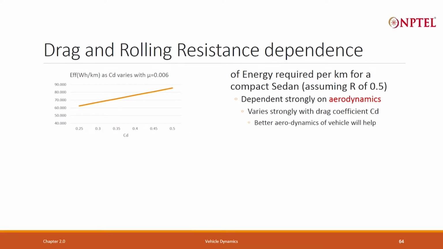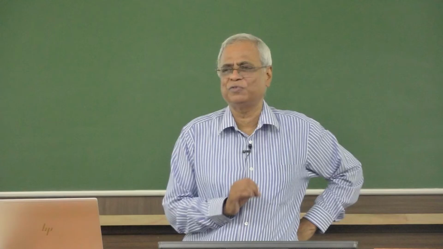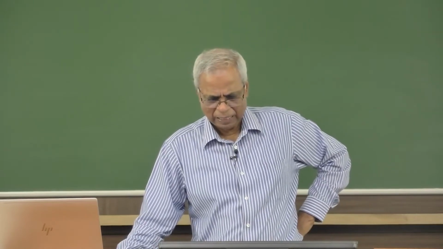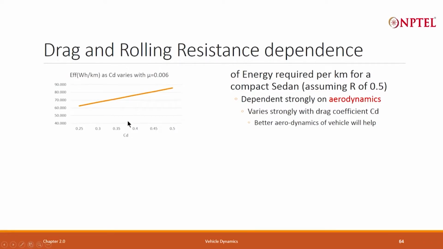after we computed this energy efficiency, I took this sedan and said, what if I vary the drag coefficient? I have taken here mu to be 0.006 and I have varied the drag coefficient. As I vary the drag coefficient, I see the watt hour per kilometer significantly varies. If my drag coefficient can go down to 0.25, then my energy requirement is only about 62, 63 watt hour per kilometer. This is assuming R equal to 0.5 regeneration.